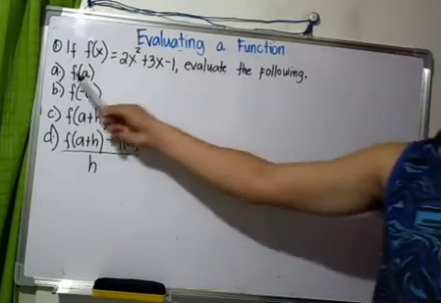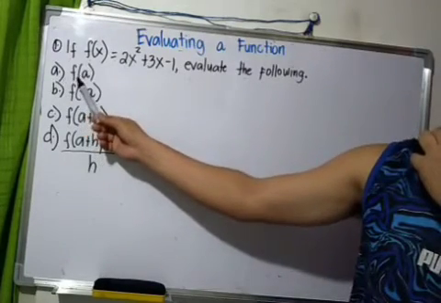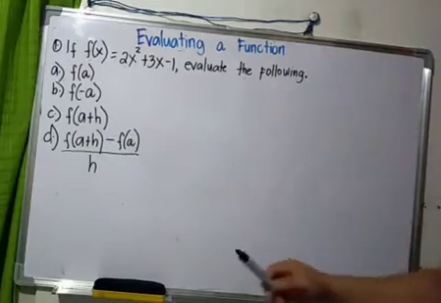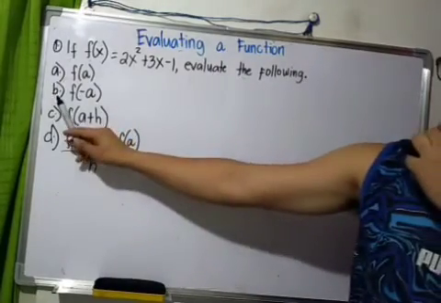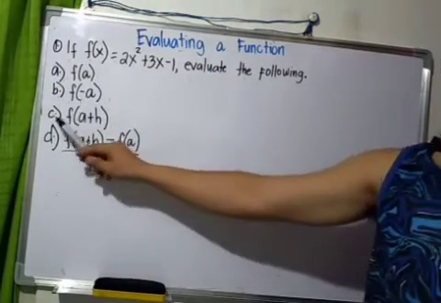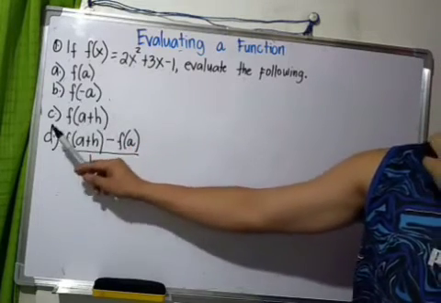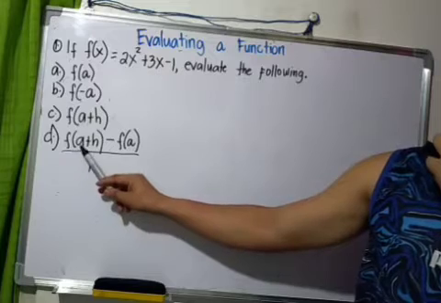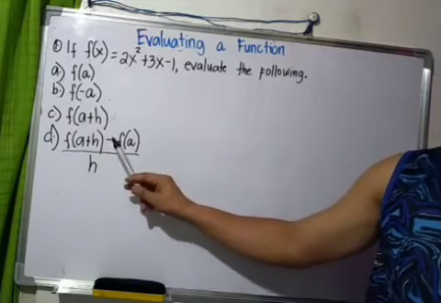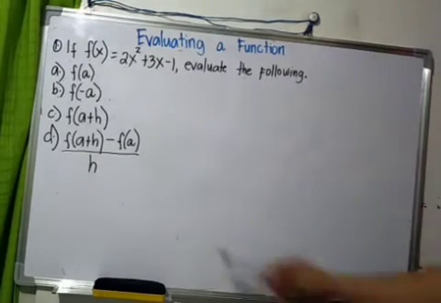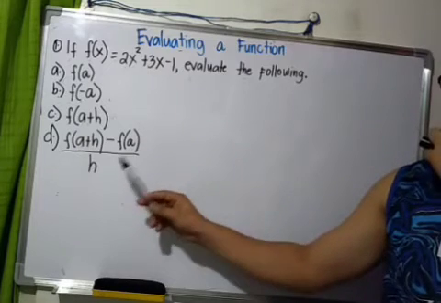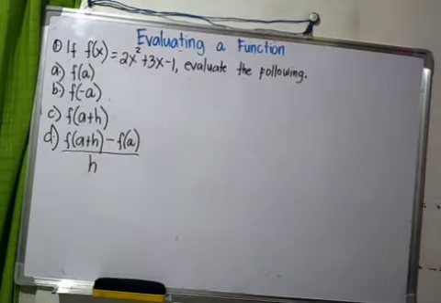Letter A, f of a. Then B, f of negative a. Then C, f of the quantity a plus h. Then D, f of a plus h, subtract f of a, over h.